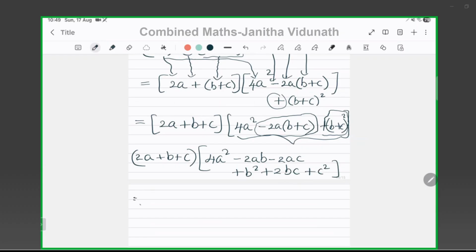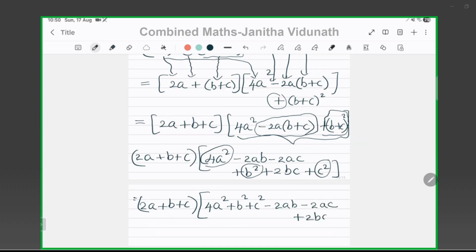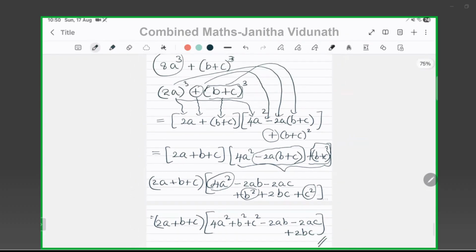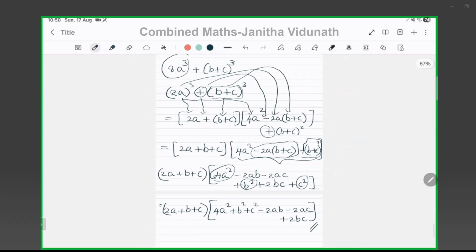Then finally we have 2a plus b plus c. We can see there are three square terms. We can write those three close to each other: 4a square plus b square plus c square. Then we have minus 2ab minus 2ac plus 2bc. This is the final answer. I will give 1 minute to write down this also.